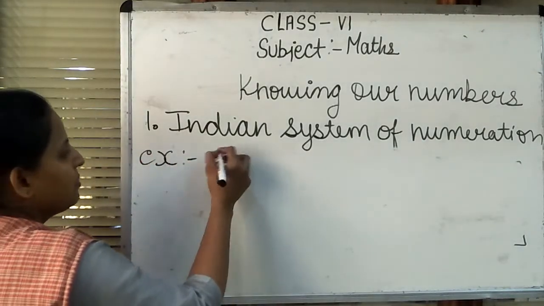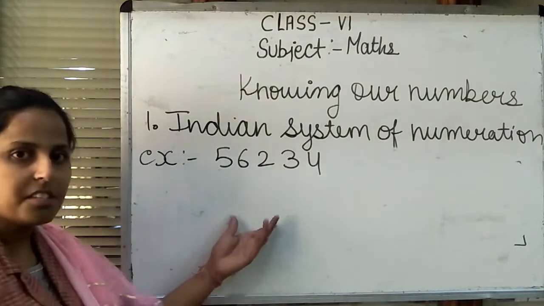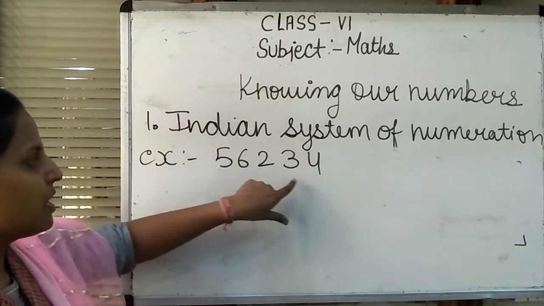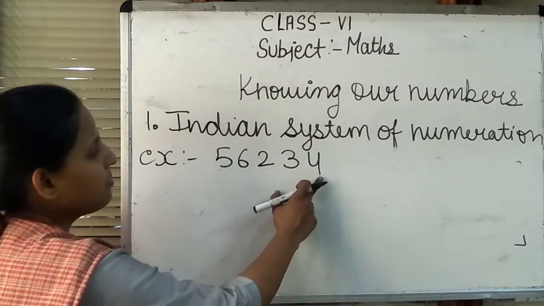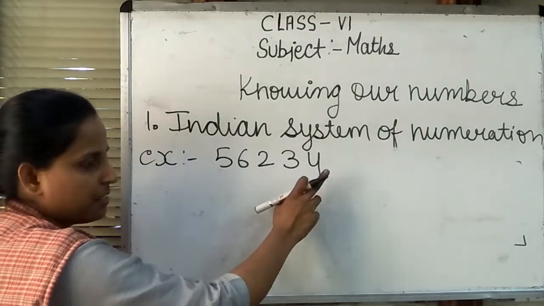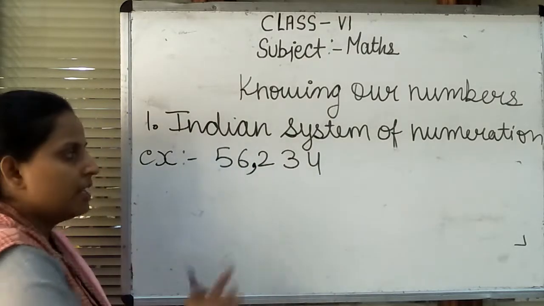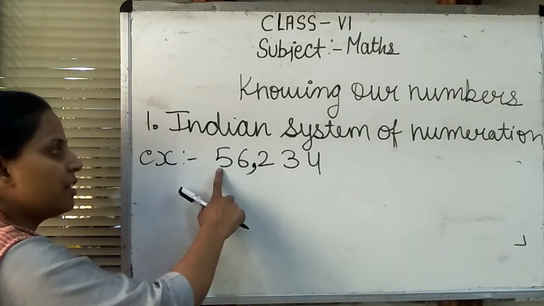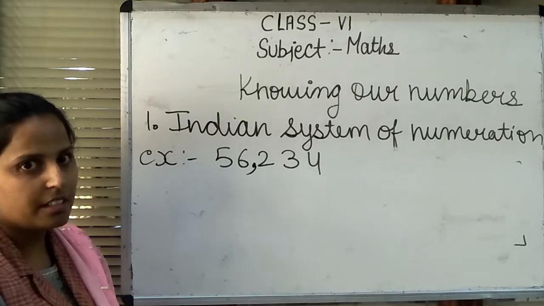Example: 5, 6, 2, 3, 4. This is a number with more than 3 digits, because the digits are 1, 2, 3, 4 and 5. A 5-digit number is here and we need to put a comma. The first comma is put after the 3 digits from the right side of the number: 1, 2 and 3. I put the first comma here. After that the next comma is put after 2 digits. So now 1 and 2, but after 5 the next number is not present here. Therefore, we do not write the comma.